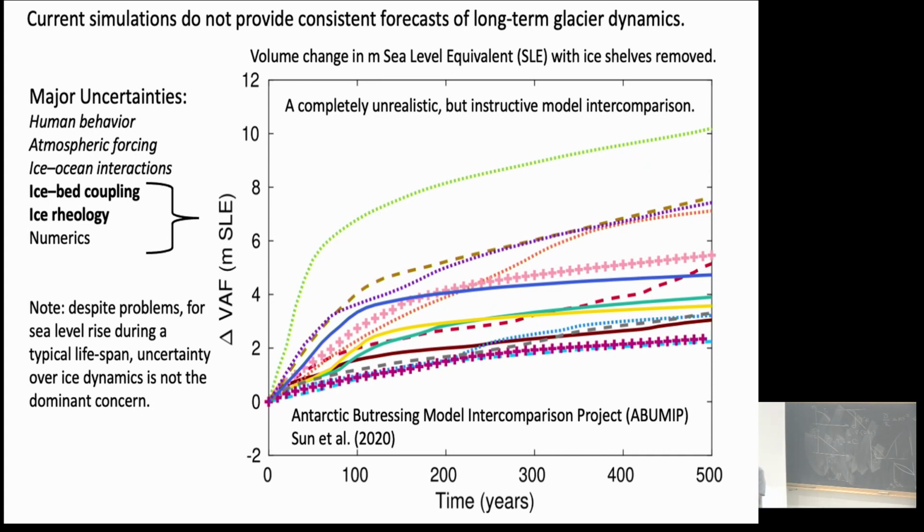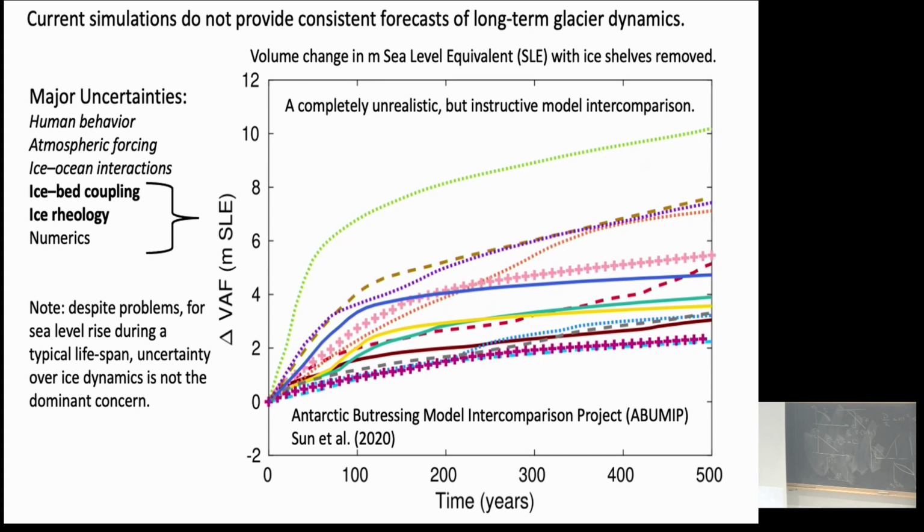And when the ice gets to the ocean, chop it off and get rid of it, so we don't have to worry about ice-ocean interactions changing between these different models. We don't need to worry about atmospheric forcing or human behavior changing between these models. The only thing that differentiates these models are their treatments of the ice bed coupling, the ice rheology, and their numerical techniques. And what you can see is that this is over a 500-year period.